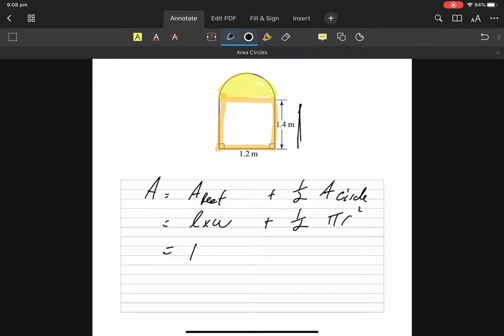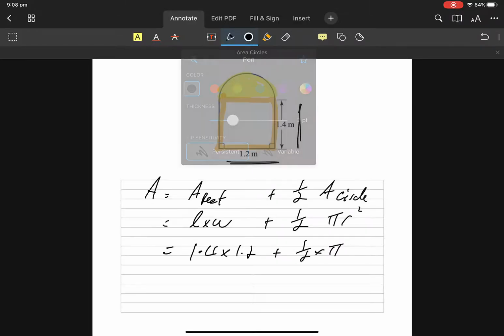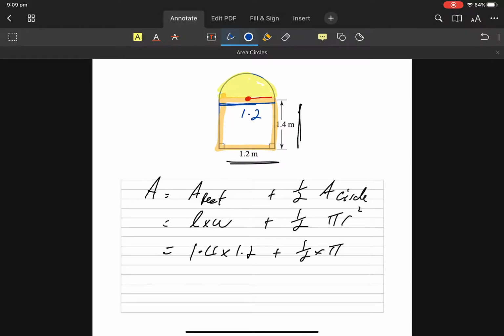My length, 1.4. My width, 1.2. What's my radius? Please be very careful whenever we're talking about radius. So radius is from the middle of that circle out. And we know that blue line there is 1.2. So that red is half of that. A half of 1.2 is 0.6. So this R is 0.6. I've written it in red because that's the hard bit of this question. Okay, in the calculator, 1.4 times 1.2 plus a half of pi times 0.6 squared. 2.245 something. Okay, and it's meters squared because it's an area.